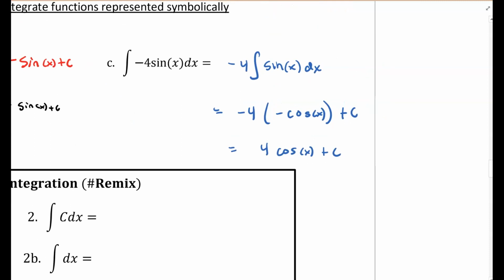And if you don't believe me, just go ahead and differentiate it. If I differentiate this, what do I get? Well, yeah, you do get that, but mainly that there.